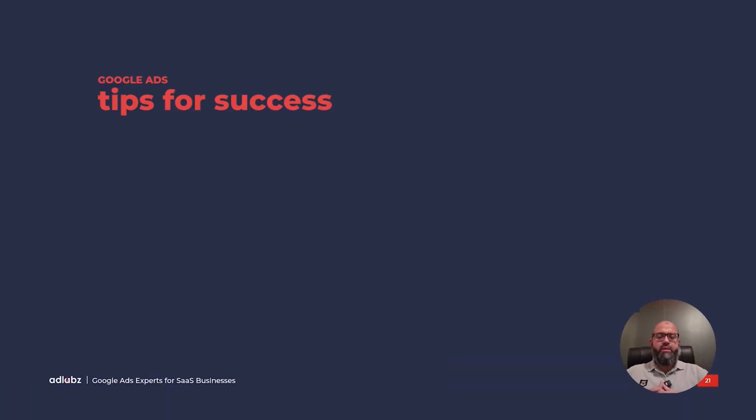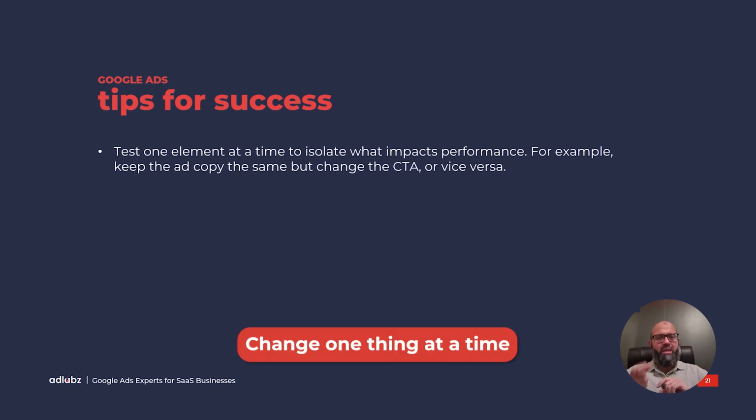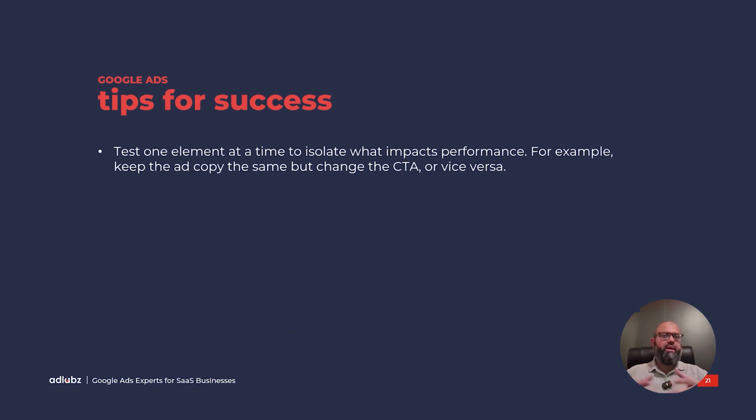Some tips for success: test one element at a time to isolate what impacts performance. This is a very critical thing while testing multiple versions of ad copy or any type of A/B test. If you change too many things at a single time, you won't be able to gauge what drove the performance up or what drove the performance down. So change one thing at a time. For example, if you're A/B testing responsive ads, change headlines only first, and then once you have gathered sufficient data and results, only then make changes to the descriptions. Otherwise, if you change both headlines and descriptions and performance goes up, you won't know whether the increase in performance was due to the changes in the descriptions or due to the change in the headline.